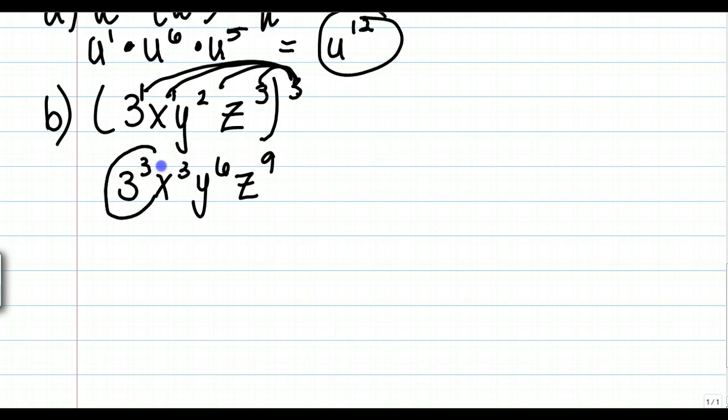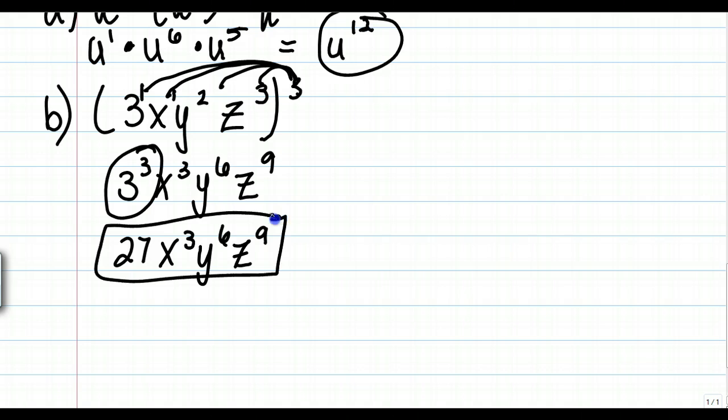Now, you can simplify this right here. None of the variables you can simplify. So you know that 3 times 3 times 3 is 27. And then you have x to the third, y to the sixth, z to the ninth. And that is your final answer.